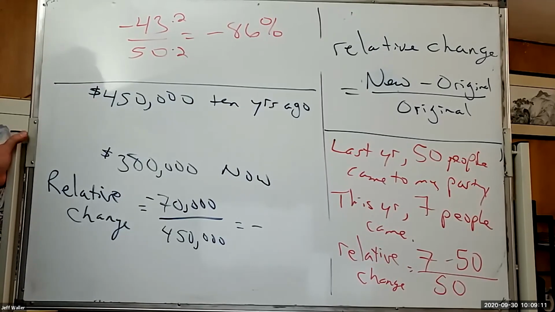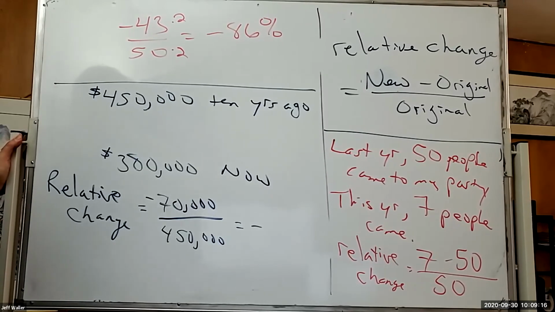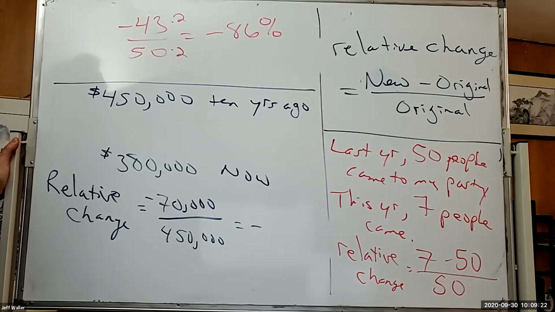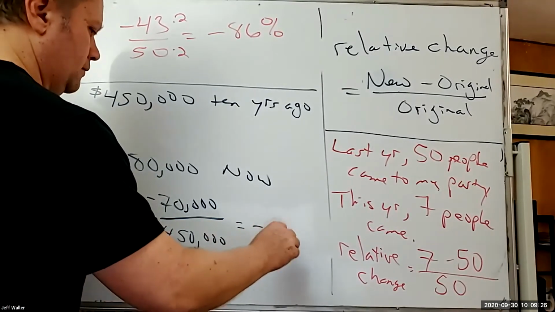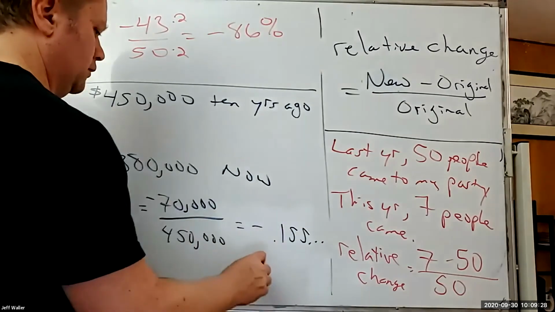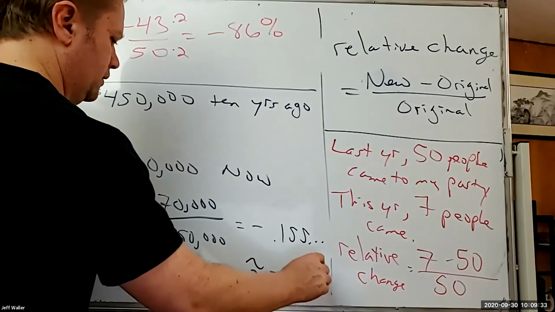14 over 9, 1.4 over 9. Oh, 1.4 over 9, so it'll be 0.1555. Is that right? Yes. Continuous slides, about negative 15.6%.